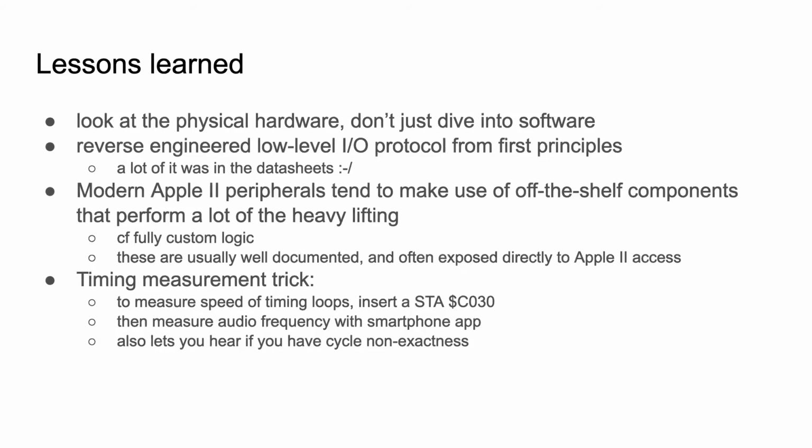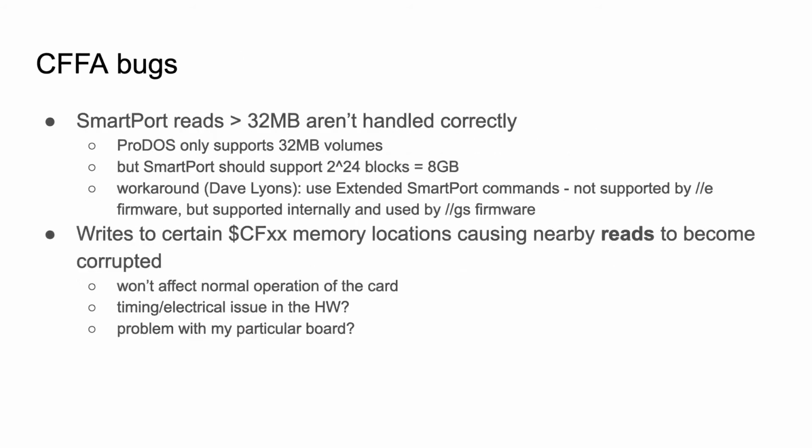The other thing I learned was a neat trick for measuring timing loops, which is to toggle the speaker in your timing loop, and then you can measure the frequency just by using a smartphone app and measuring the audio frequency. This is how I did the throughput measurements, for example, of the I/O loop. It also lets you hear quite easily if there's any sort of cycle non-exactness. You just don't hear a pure tone.